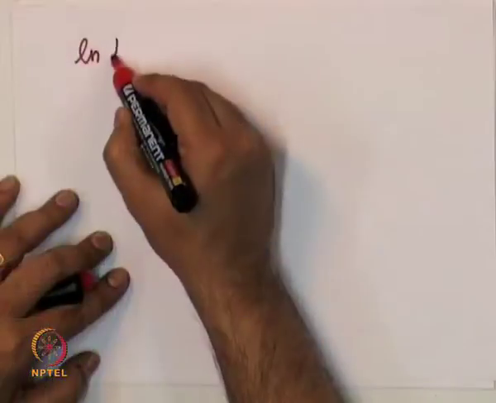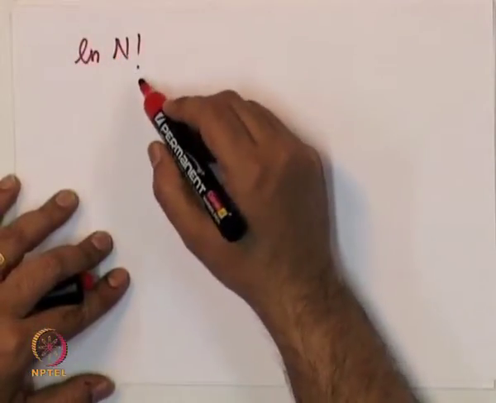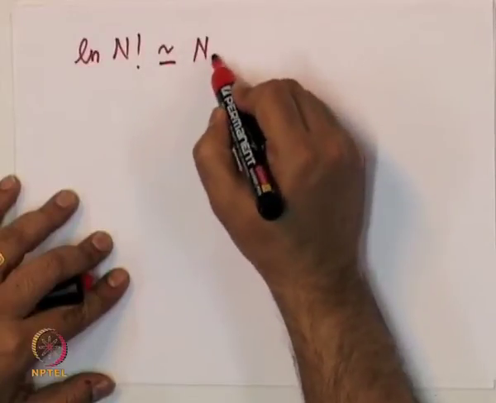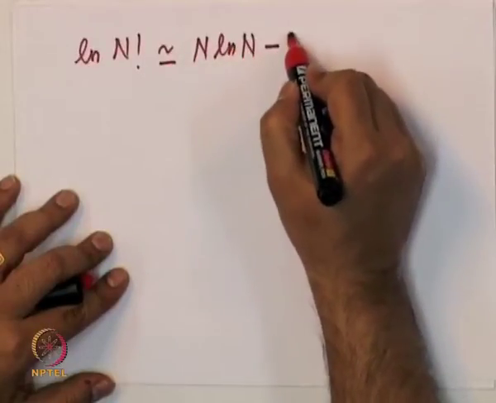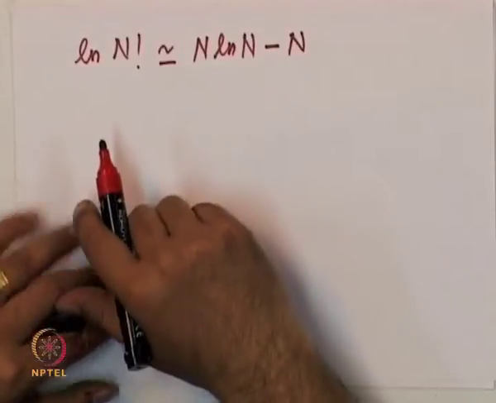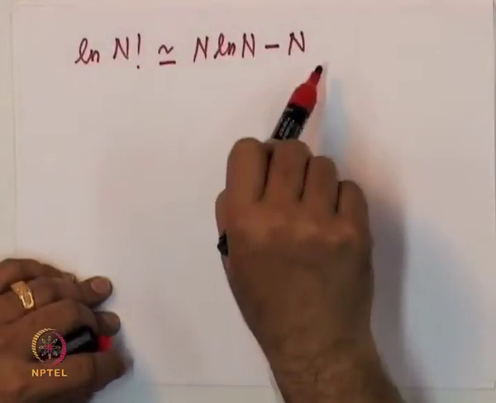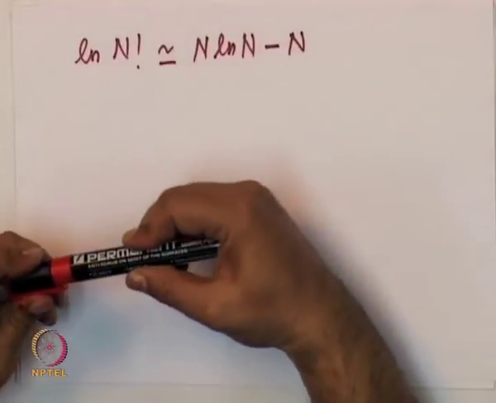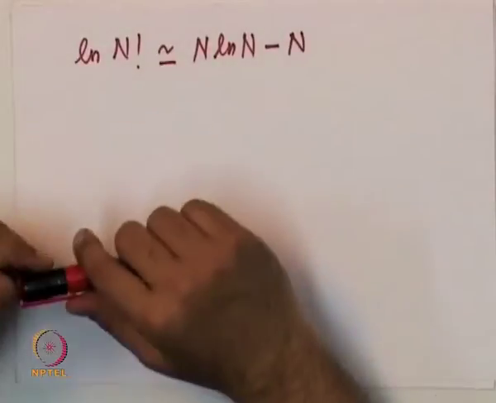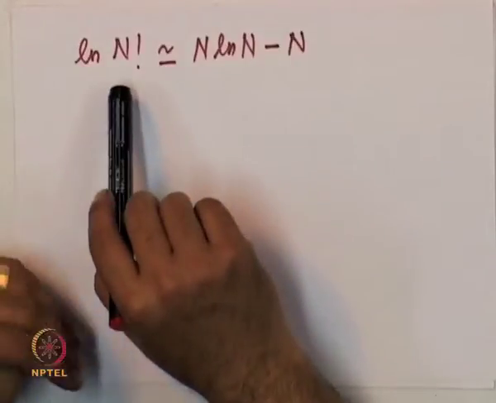The purpose of this tutorial is to show how good is the Stirling's approximation. The Stirling approximation that we used while calculating the configurational entropy goes something like this. If I take a logarithm of n factorial, I am going to approximate it as n logarithm of n minus n. We said that for large n this is a very good approximation.